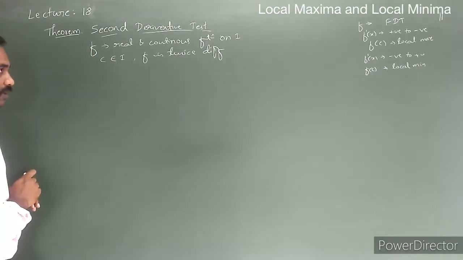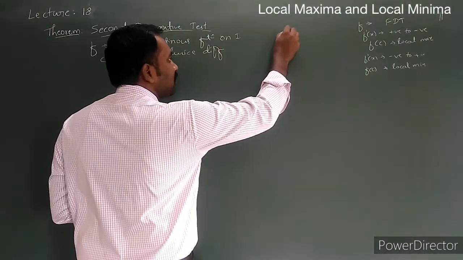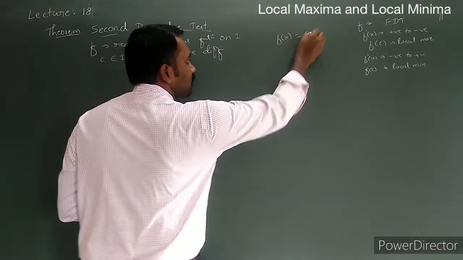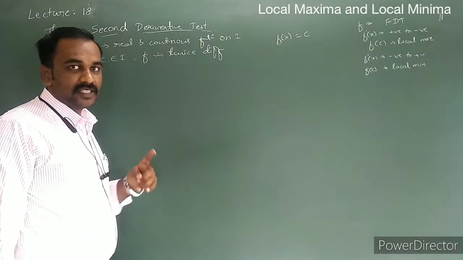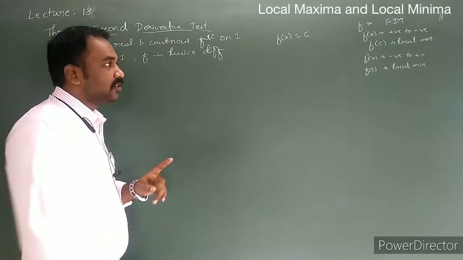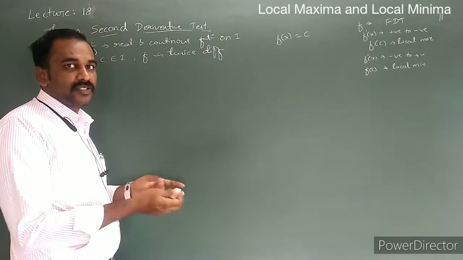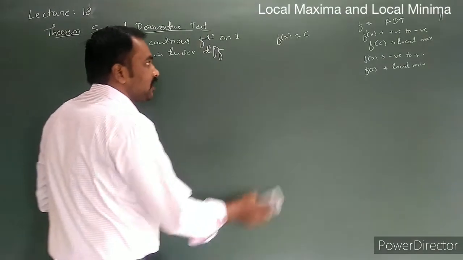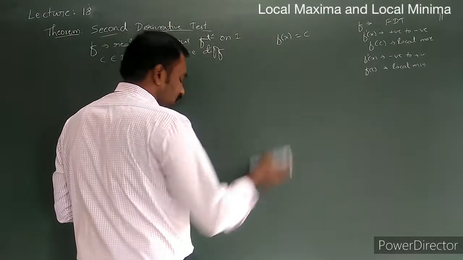It must be twice differentiable because, say, f of x is equal to some constant c. We can differentiate this only once. If we differentiate a constant function, the derivative is 0, and differentiating zero again is not possible. So for that reason, the given function must be twice differentiable.